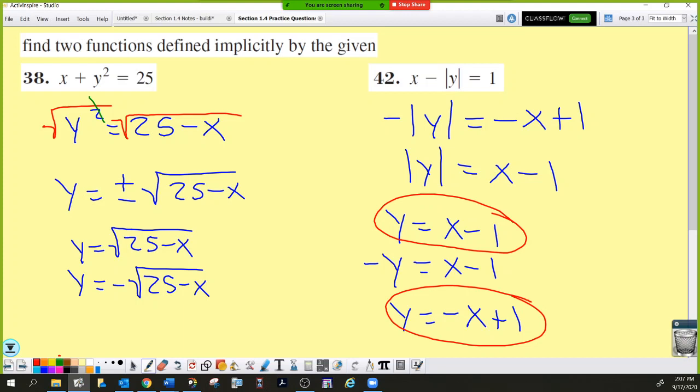That is everything for today. Yes, Bryce. So if we just see something that says define implicitly, can we just solve for y? Define the relation implicitly means get y by itself.